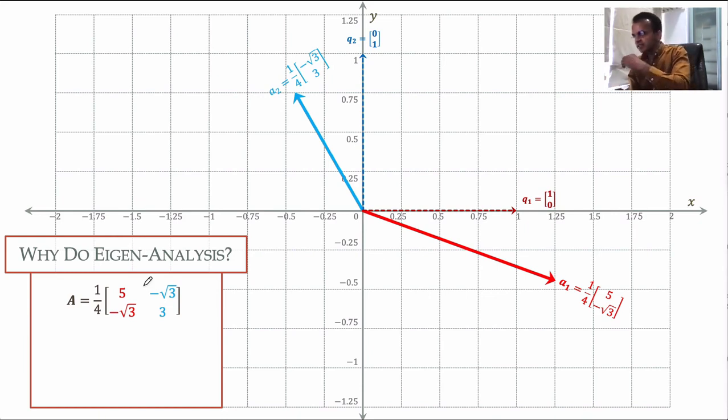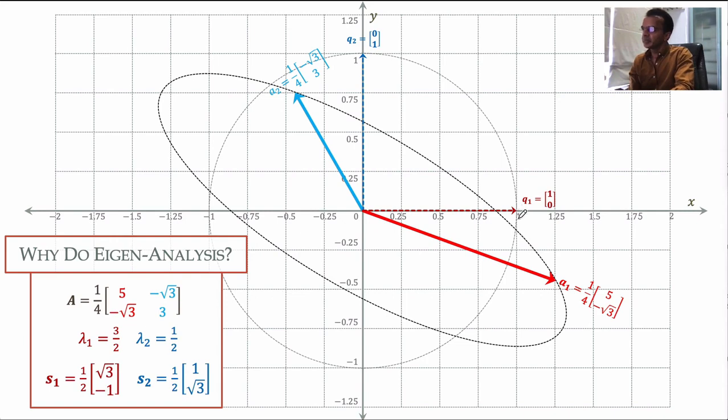So if I take other unit vectors on the unit circle, so that the magnitude is the same, and transform each one of them, what will happen is that you will get a bunch of transformed vectors whose tips are on the ellipse as shown here. But to understand the ellipse is not very easy.